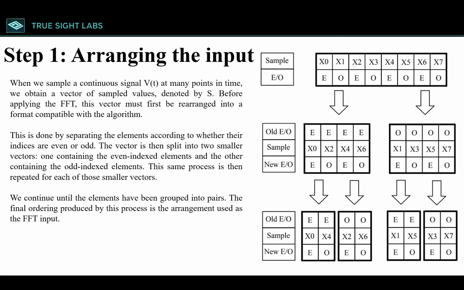Now let's go over how step 1 works. We begin with vector S and label each element based on whether its index is even or odd. After that, we split the vector into two smaller vectors, one for the even indexed elements and one for the odd indexed elements. We then apply that same process again to each smaller vector. This repeated splitting continues until the groups have been reduced to just two elements each.